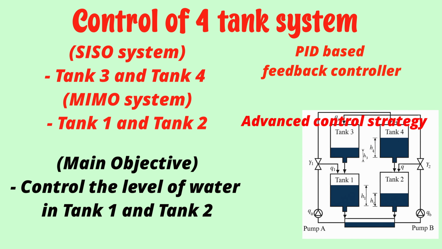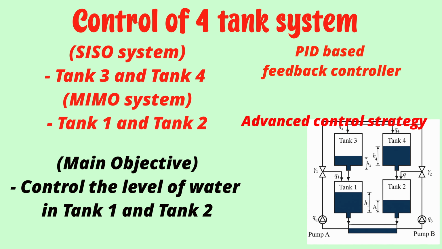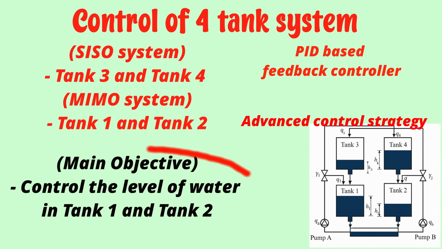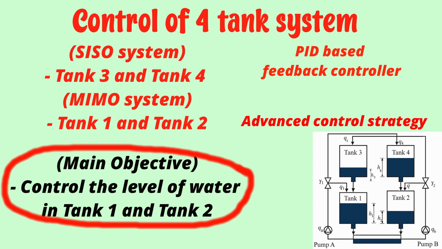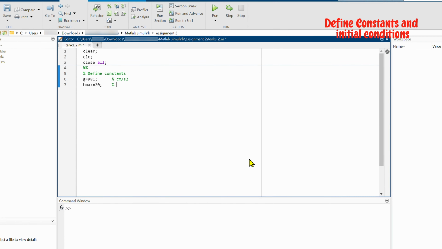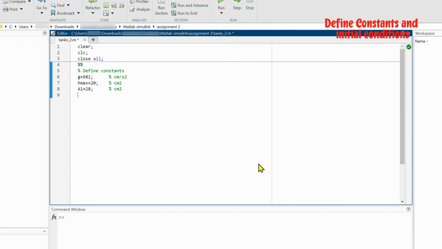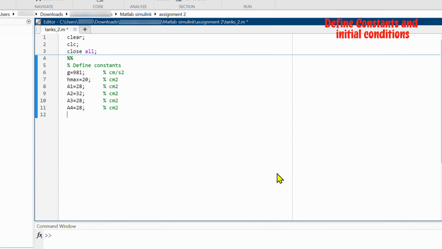In this video, our main objective is to design a controller capable of accurately regulating the levels in Tank 1 and Tank 2. We'll explore two different methods to control and compare the results in this video. To begin with, let's define constants and initial conditions of the equations. For this video, I am taking the parameters from the papers widely used for this 4-tank system.